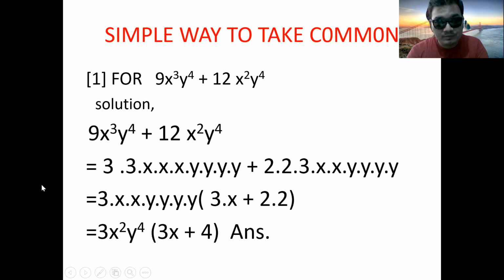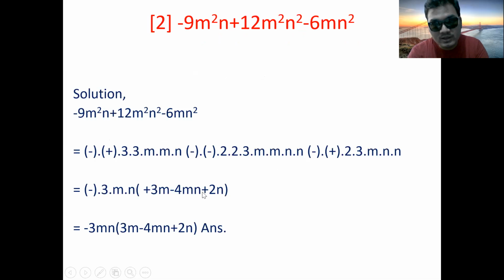Then see here, what are the same factors in the first term and second term? The same factors are 3, x, x, and y, y, y, y. Here is y power 4, here is also y power 4. The same factors are taken common. If you take common 3 into x into x, y into y into y into y, then what is remaining in the first term? There is remaining 3 into x.